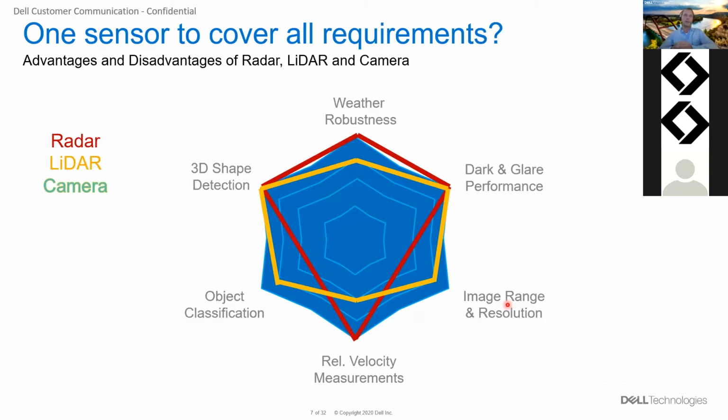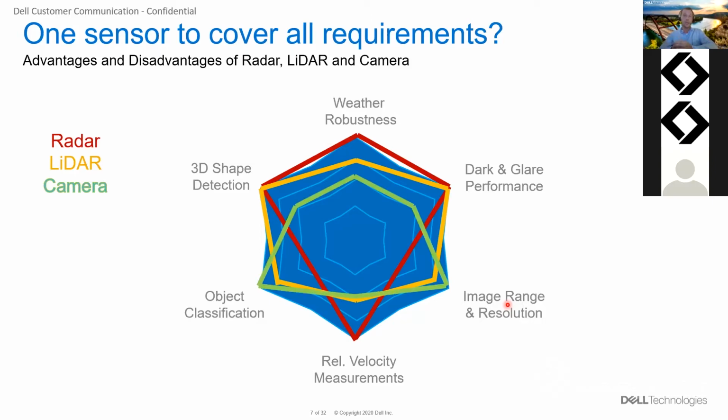The LiDAR is quite good at detecting the 3D shape of an object, and it's also working quite well at night and under glary conditions, for example. But the LiDAR is not performing very well if you have some dust outside, because these laser beams are getting reflected by small particles inside of the air, so that you're getting a very bad image.